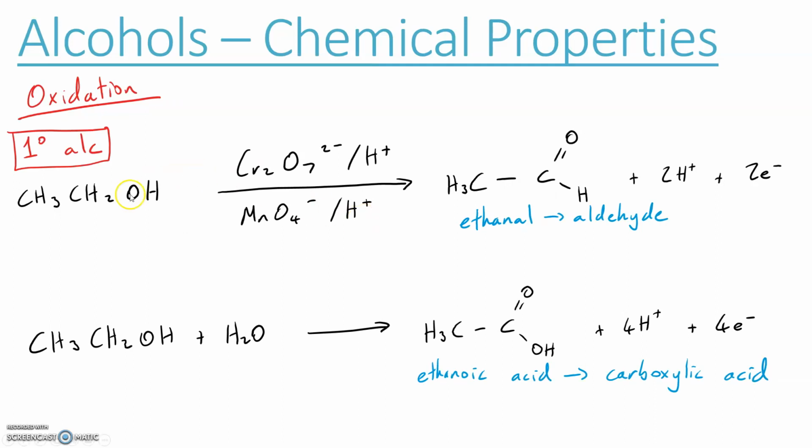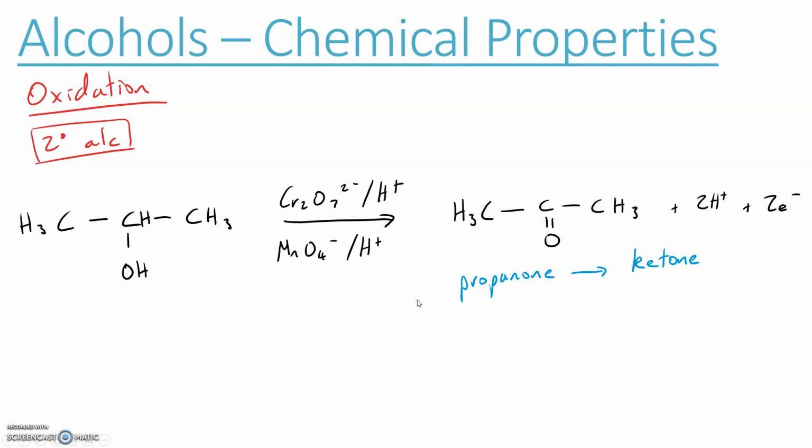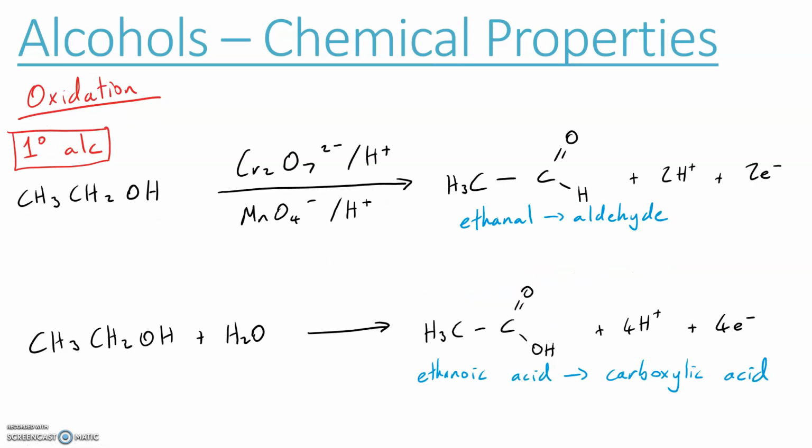Oxidation. Alcohols oxidize firstly to an aldehyde. We've got an example here of ethanol being oxidized to ethanal. Aldehydes are easily oxidized, so if we allow oxidation to continue, it will be further oxidized to carboxylic acid, in this case ethanoic acid. So that was the oxidation of a primary alcohol.